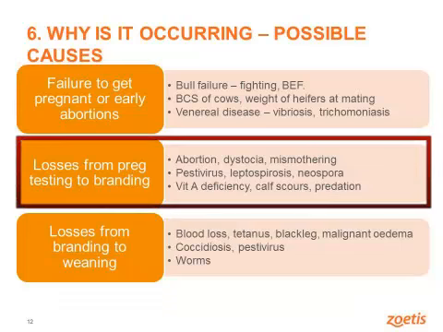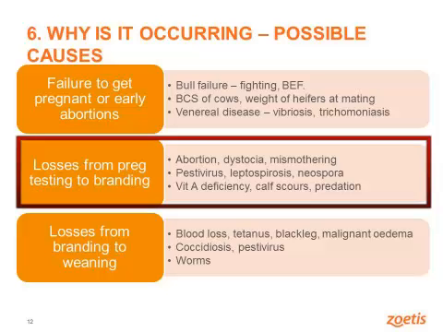The next group of possible causes are those for losses from preg testing to branding. In this case, you're dealing with a potentially large window of time, unfortunately, and a lot of potential things that can occur in that time. However, there are still a relatively narrow list of potential identifiable causes. So it could be due to abortion, it could be due to dystocia or calving difficulty, it could be due to mismothering of calves after birth.